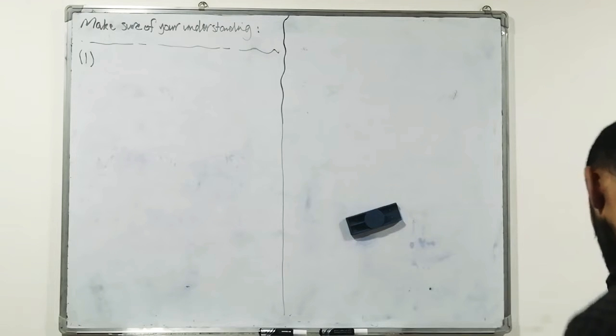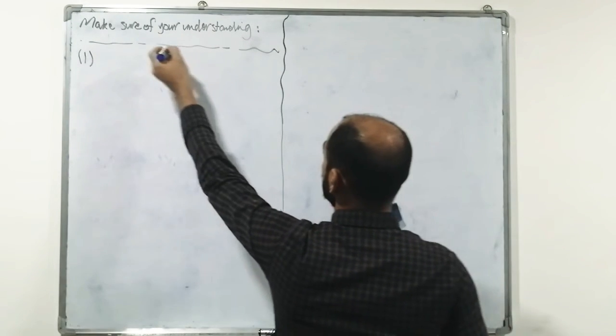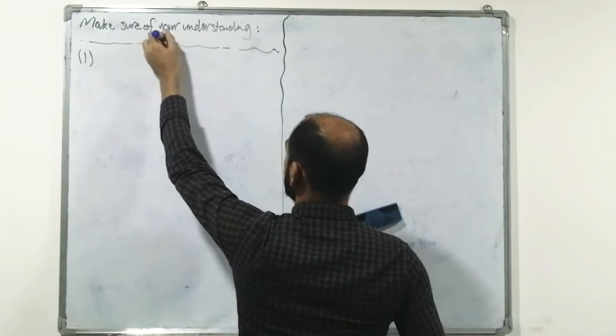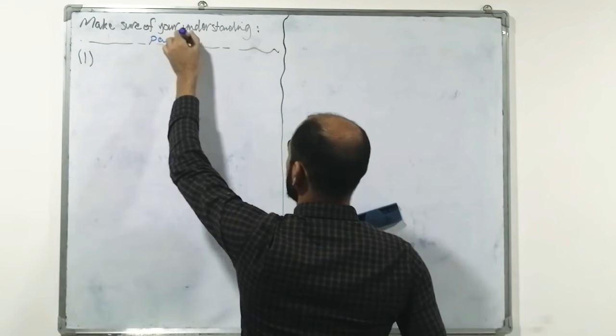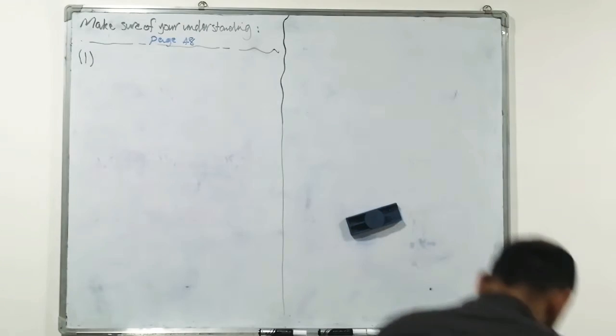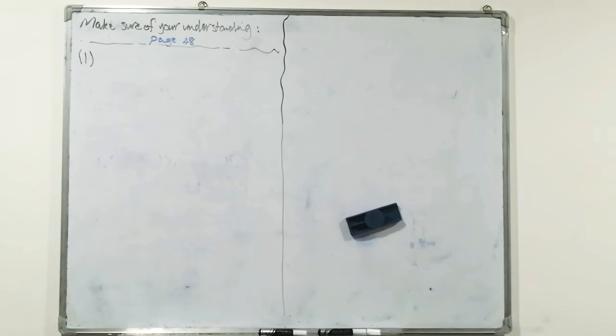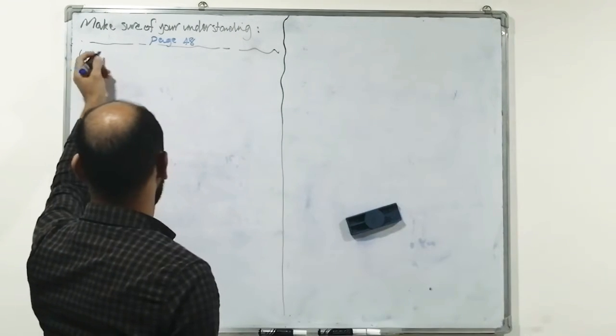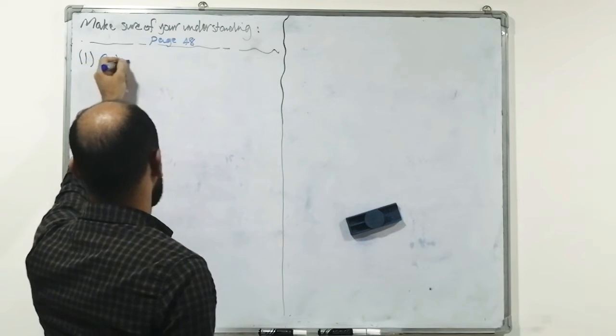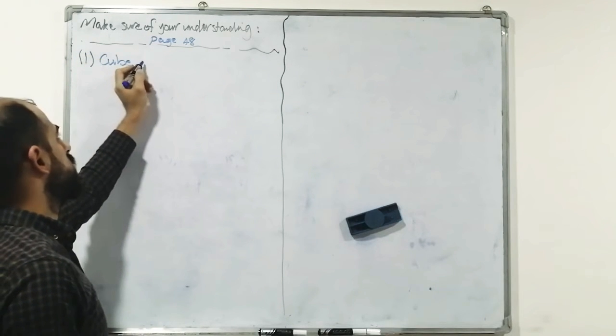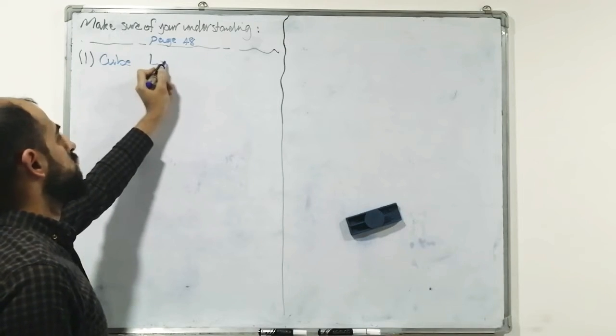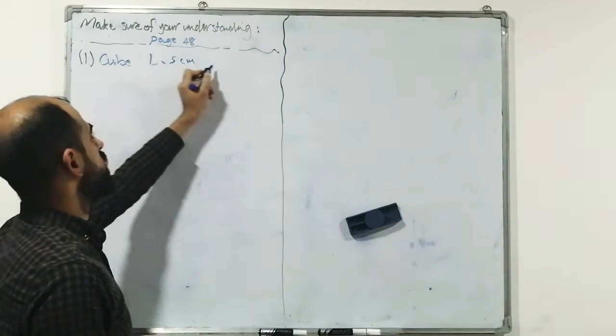In question number 1, page number 48. I'll read the question. A cube whose edge length is 5 cm was dilated (enlarged) by a coefficient of 3. First we have a cube. The three-dimensional shape is a cube. Its edge length is 5 cm.